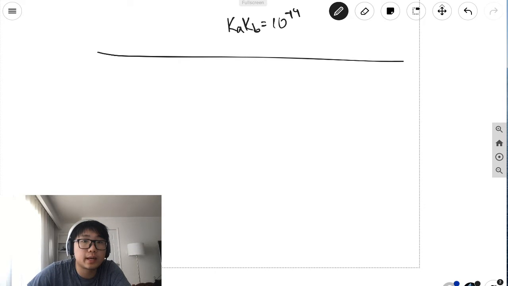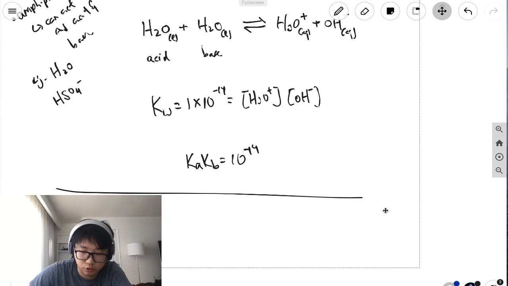Equilibrium of weak acid and base. Yep, so there's that water ionization thing I was talking about. That's the H2O plus H2O giving you H3O plus and OH minus. So that's the autoionization, just water reacting with itself in a pure water solution.